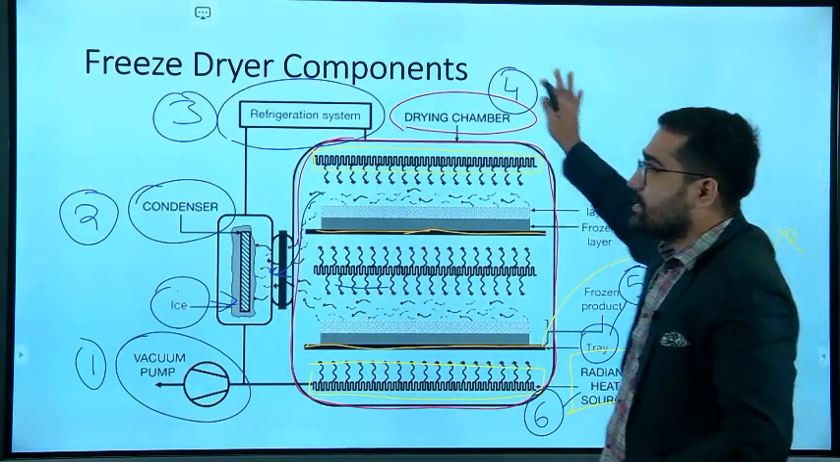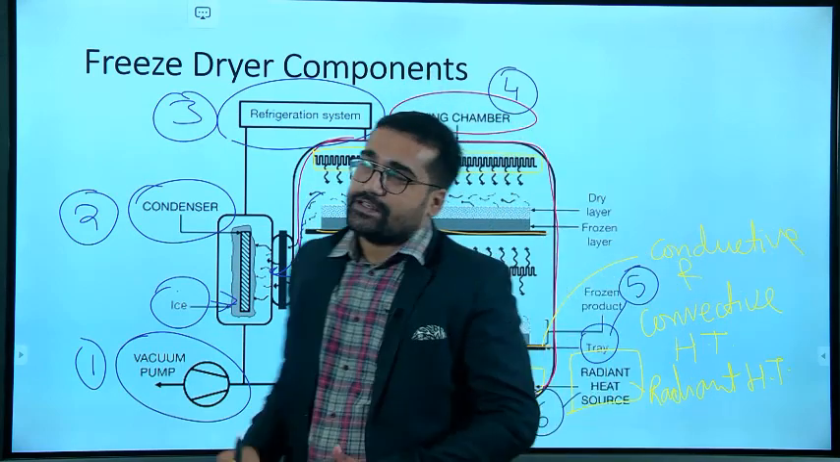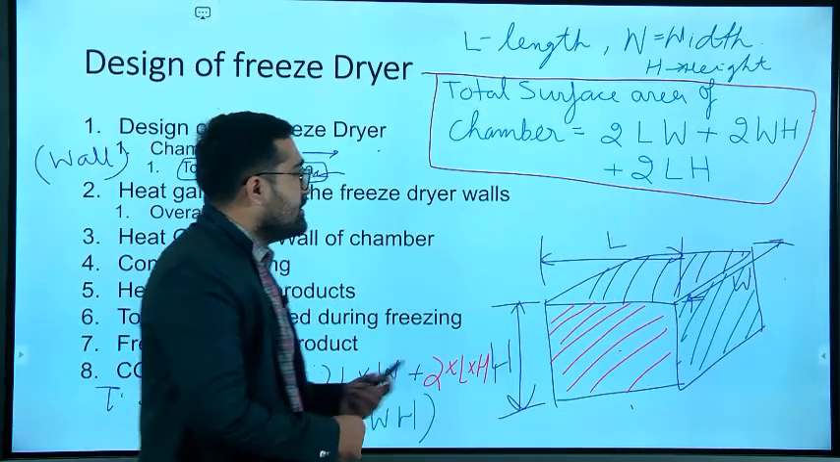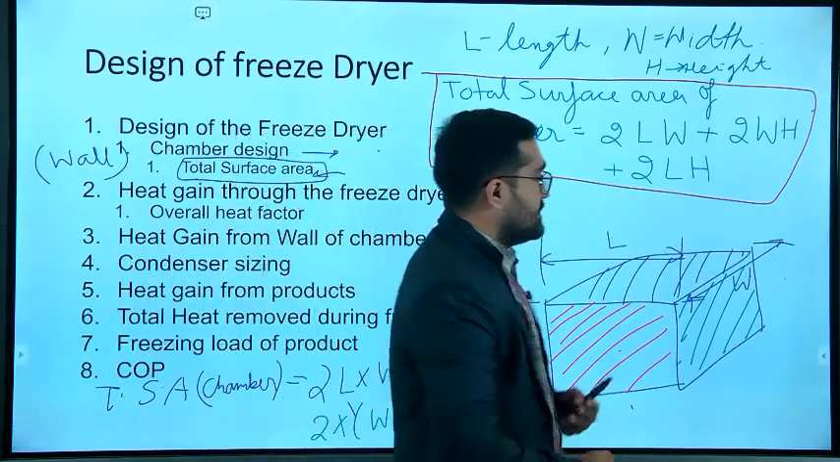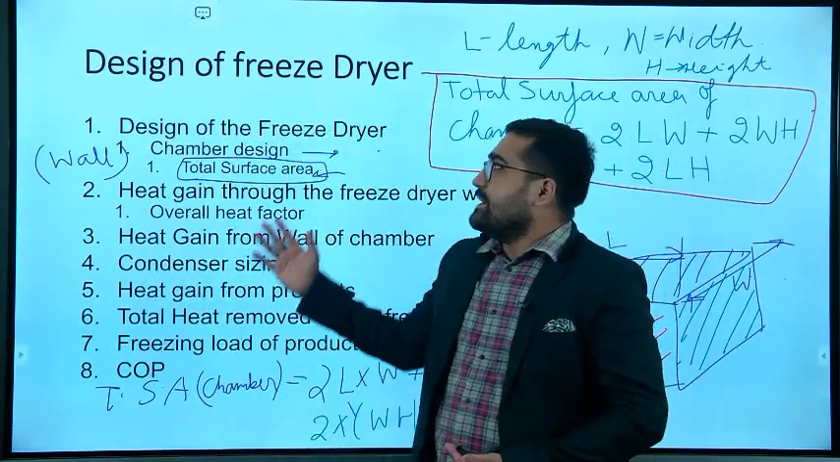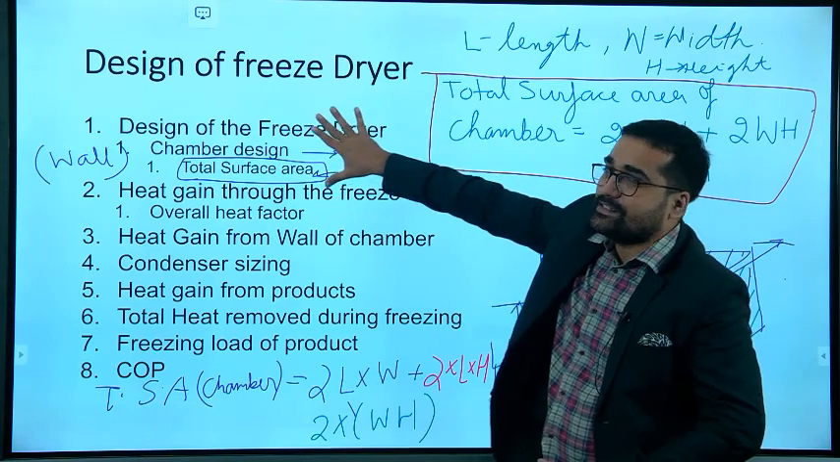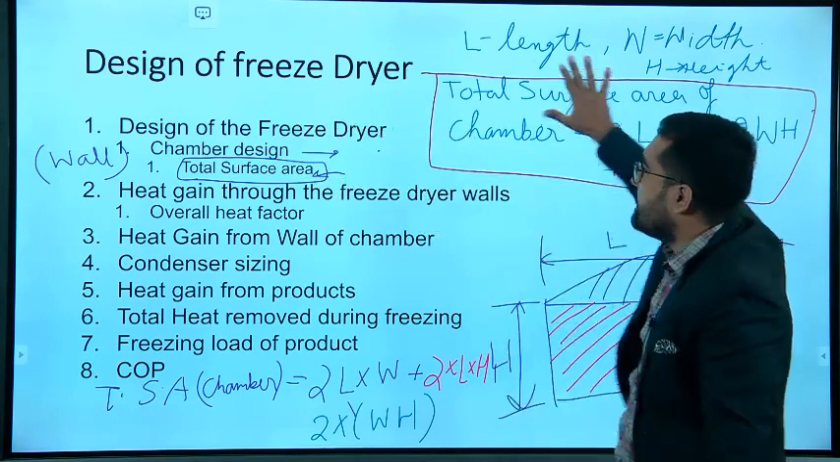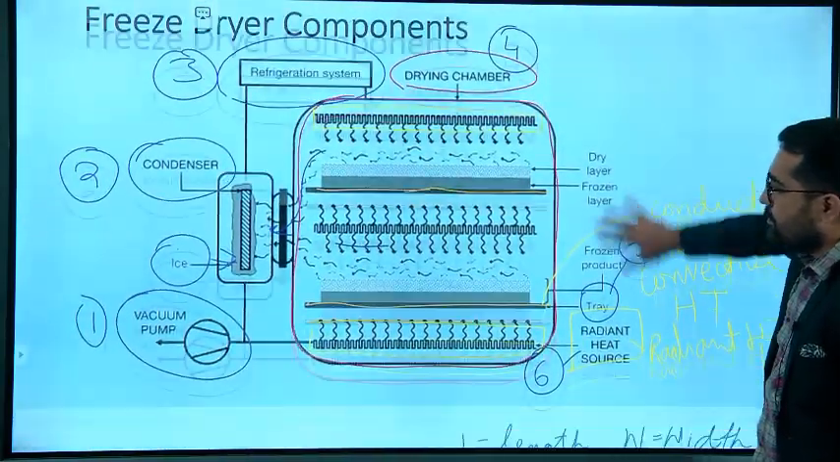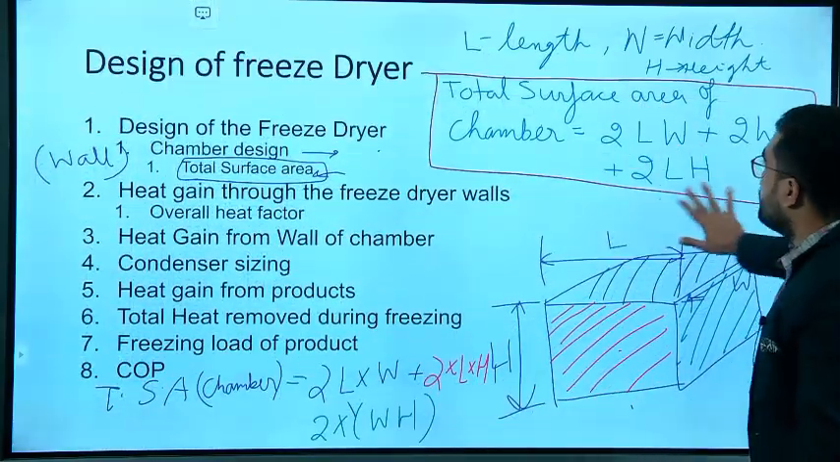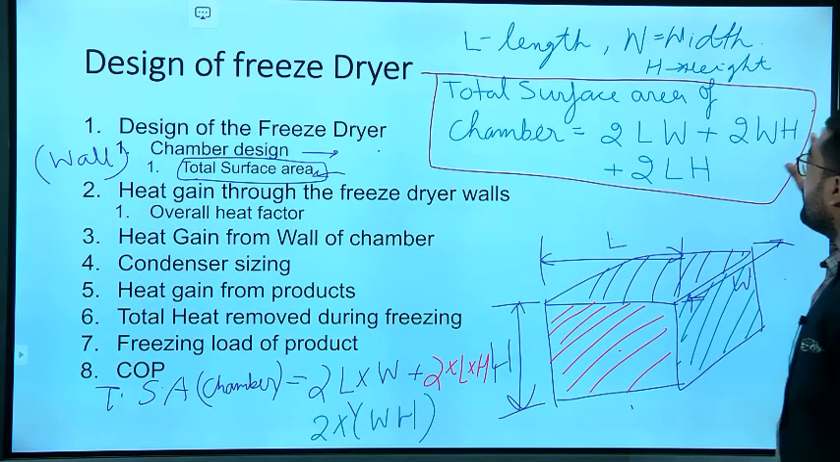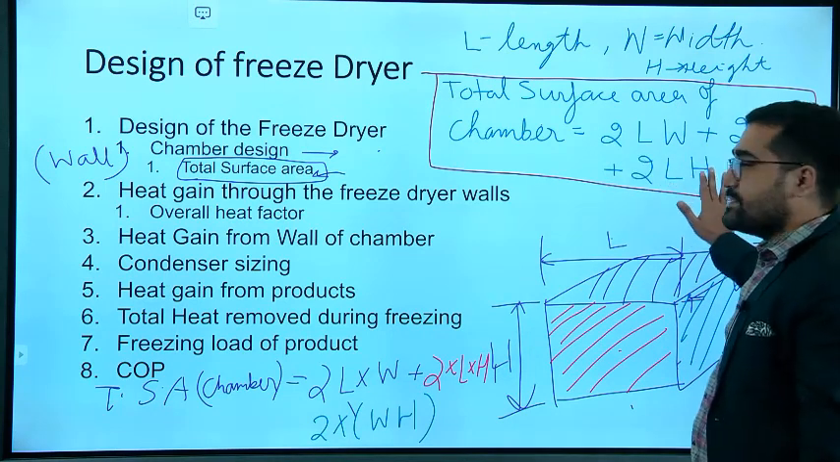Then the different components of the freeze dryer we have seen, and then we designed the different components numerically, how to find out or design the freeze dryer. In that, we have seen the first one, the physical design, which is a design of a chamber. In that, we find out the area of the chamber. Okay, the formula for area of the chamber is 2 into length into width, 2 into width into height, and 2 into length into height.